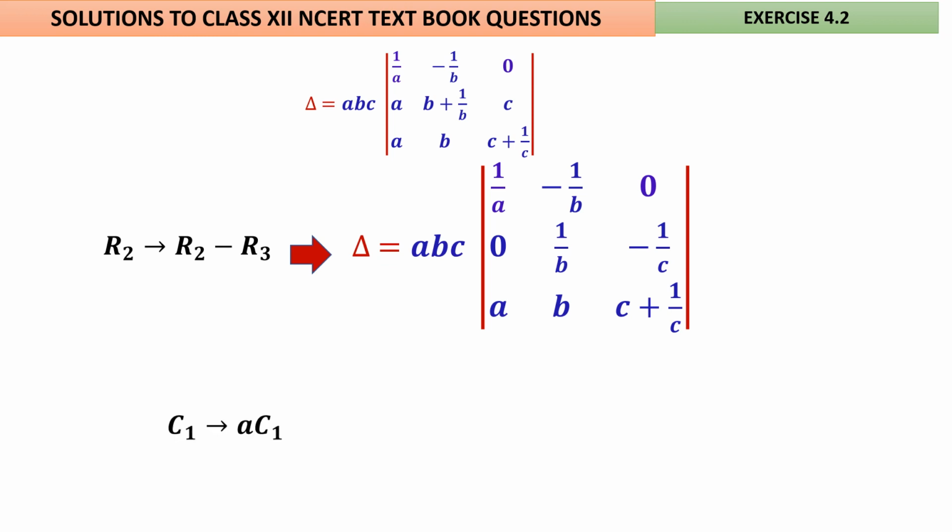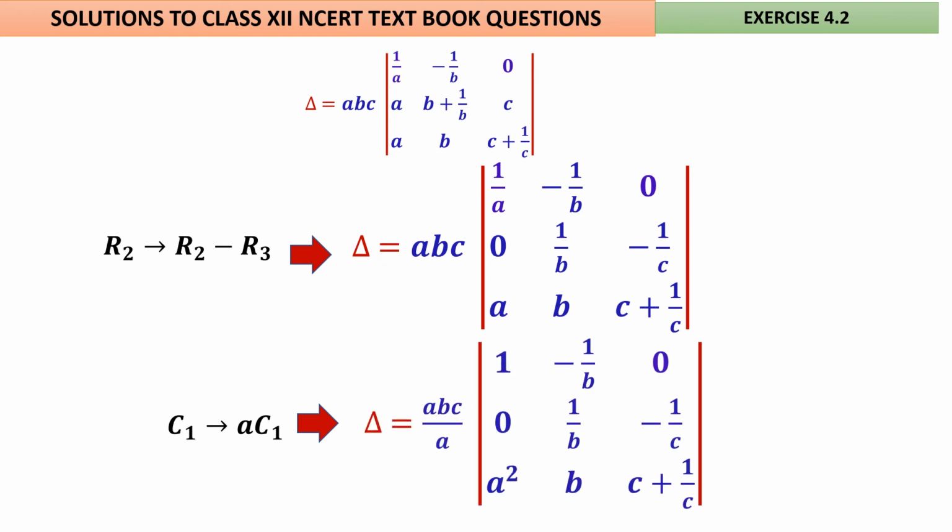Now let us multiply the column 1 with A. Column 1 is having 1 by A, 0 and A. We will multiply it by A. When you multiply it by any number, then the value of determinant changes. Therefore, you have to divide by the same number. For ABC upon A, in the first column, 1 by A multiplied by A is 1. 0 multiplied by A is 0. A multiplied by A is A square.